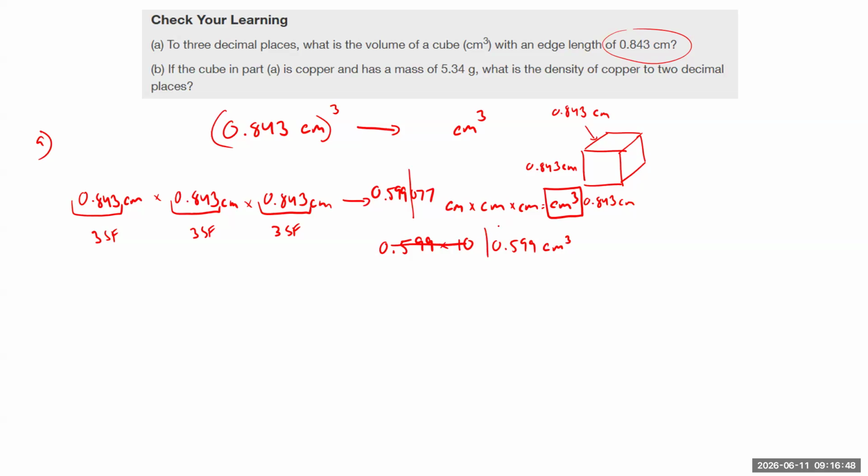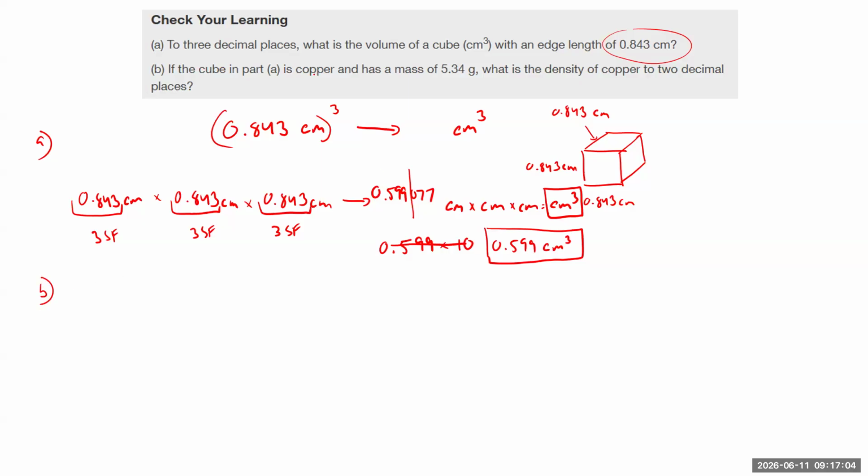centimeters cubed, right? So that's the answer for this part A. We just do length times width times height, and they're all the same number because it's a cube. All the sides are the same. So it's going to be 0.599 cubic centimeters.